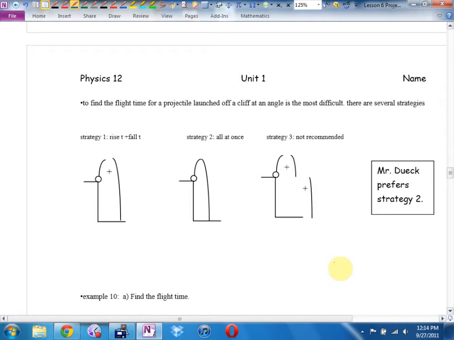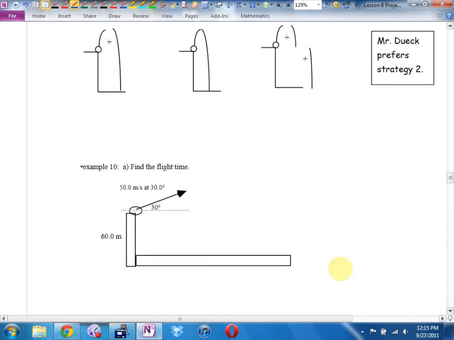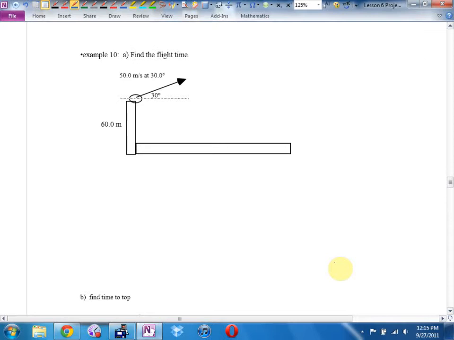The goal for almost all of these is going to be find the time of flight. Once in a while, they'll give you the time, in which case the question falls apart, because most of our equations have a T in them. But if they don't give us the time of flight, almost always our first thing is going to be find T. How? Break things up into vertical and horizontal, like example 10. Example 10 says, find the flight time. We're launching off of a 60-meter high cliff in my wonderful diagram, at an angle of 30 degrees with a velocity of 50 meters per second.